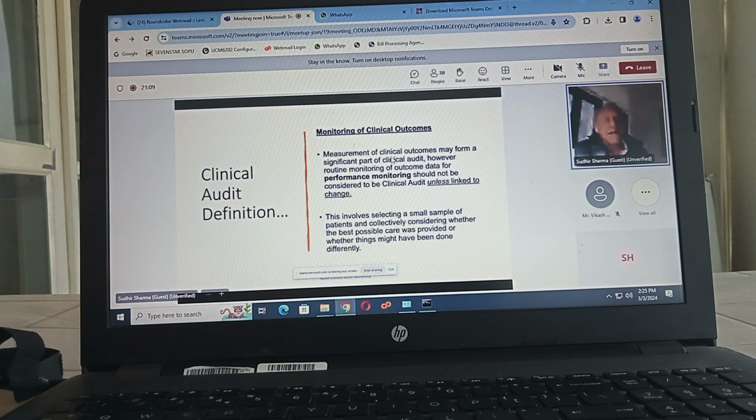Whether nurses are doing pain management correctly, or whether they're managing the patient chart properly. These audits are some questions. These are only performance monitoring.